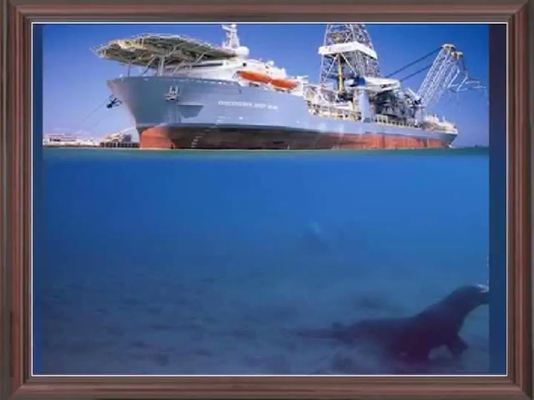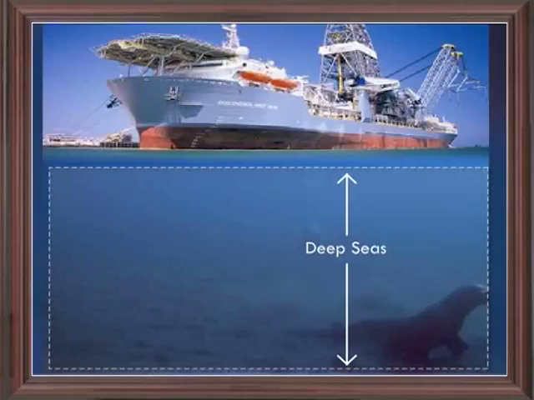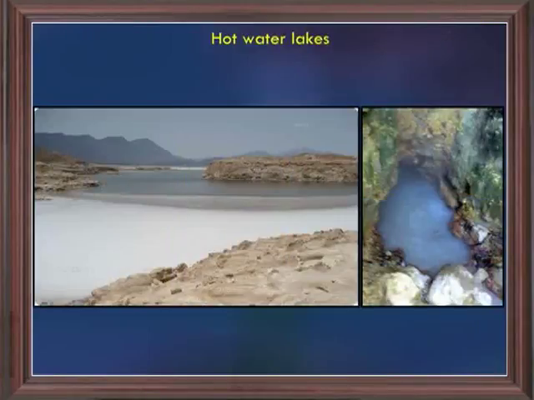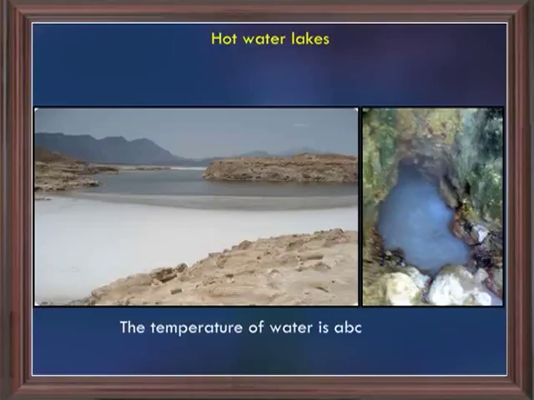What is the mode of living or habitat of bacteria? Bacteria are present everywhere, in air, soil, water, in plants, in animals, and in man as well. It is amazing to know that the bacteria can withstand extremely low and extremely high temperatures. They can even live in deep seas. Some bacteria are found in hot water lakes and springs also, where the temperature of water is about 80 degrees centigrade.